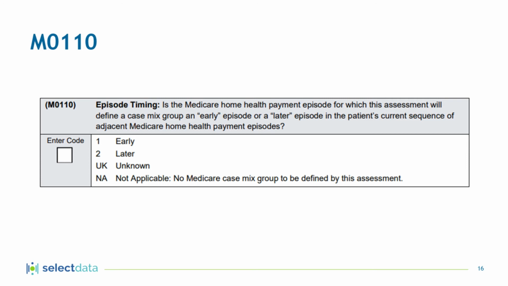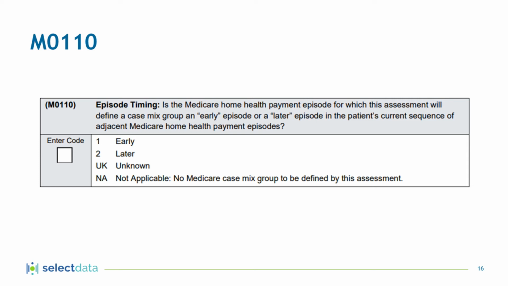M0110 says episode timing is the Medicare home health payment episode for which the assessment will define a case mix group, an early episode or a later episode in the patient's current sequence of adjacent Medicare home health payment episodes. Your options are 1, early; 2, later; UK for unknown; or NA, not applicable, no Medicare case mix group to be defined by this assessment.